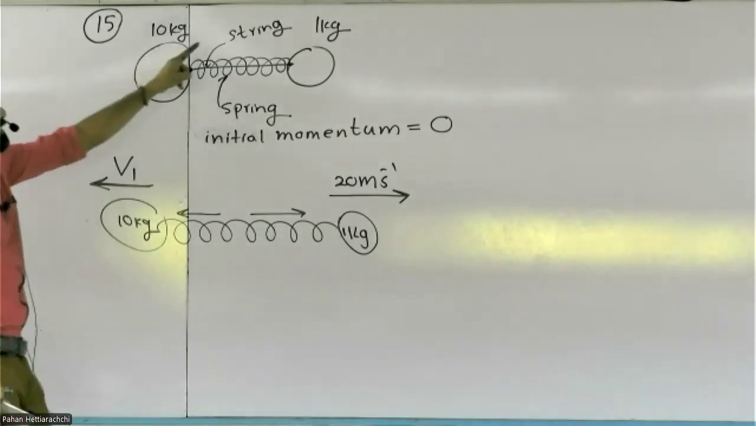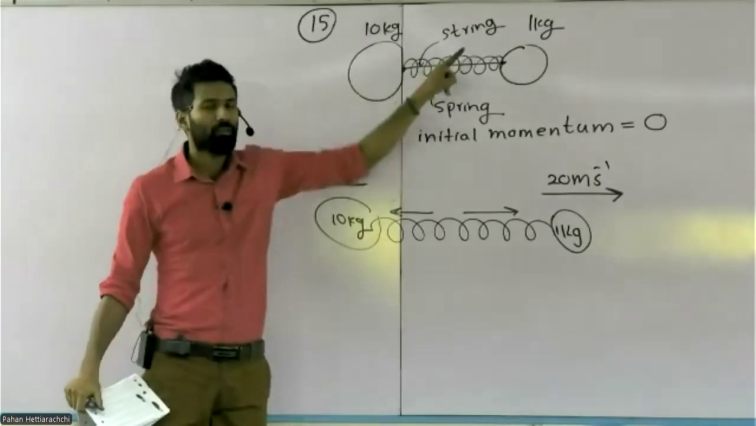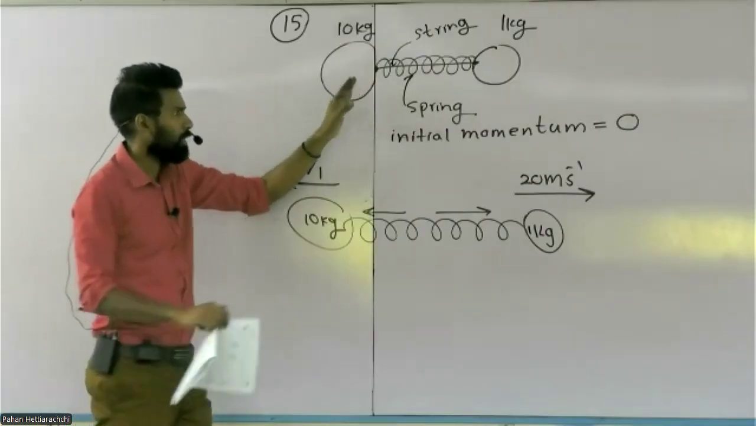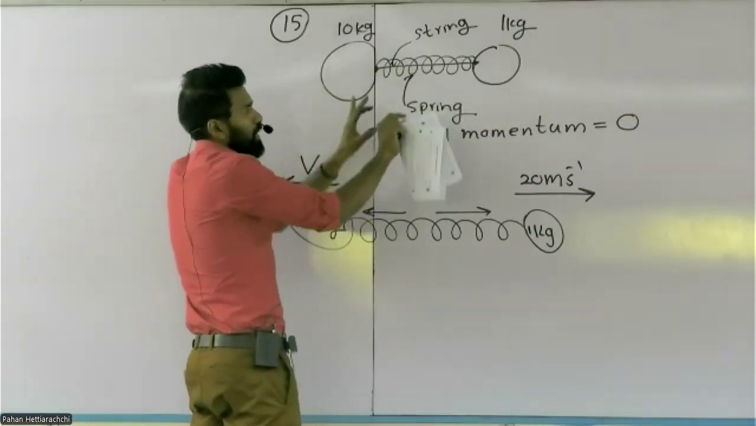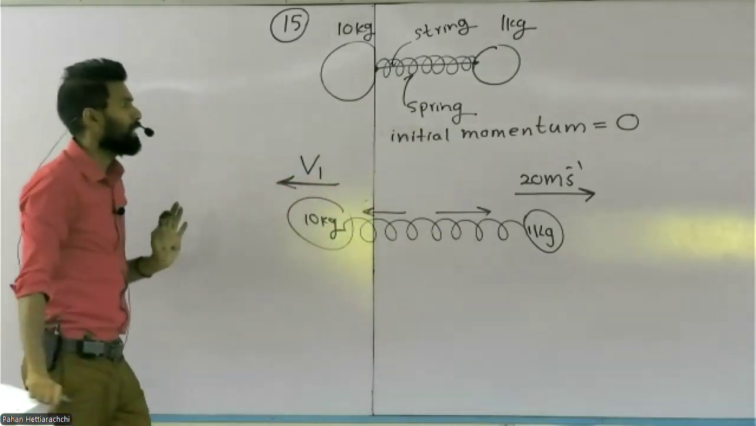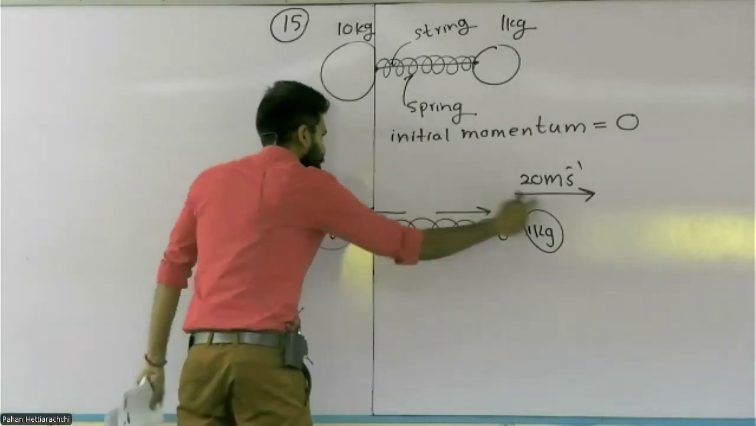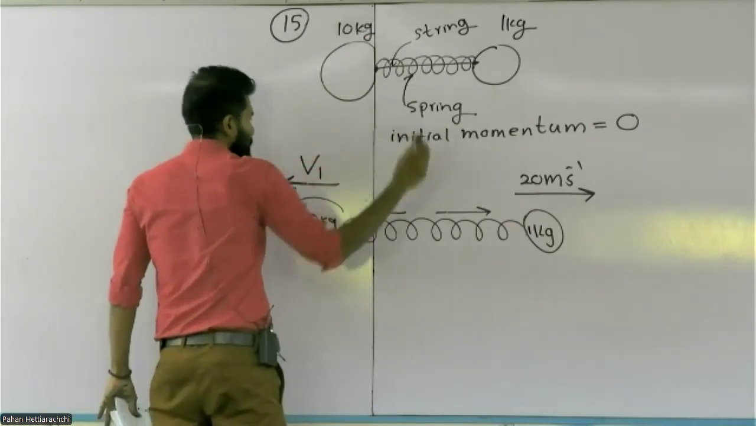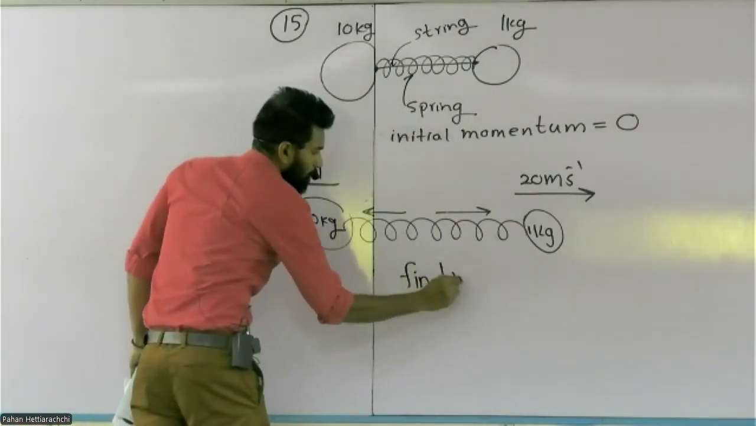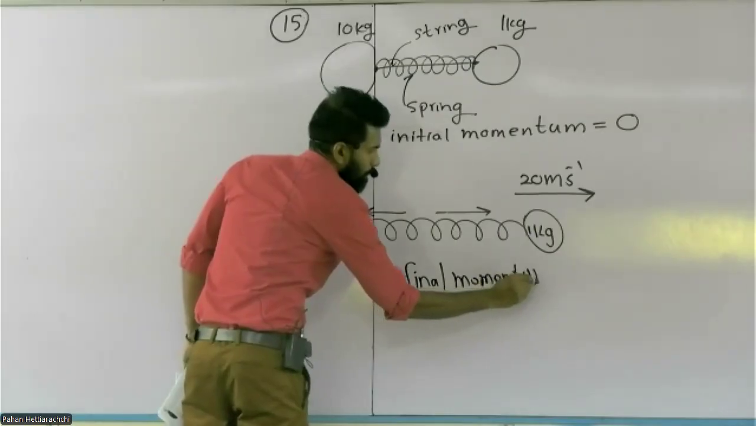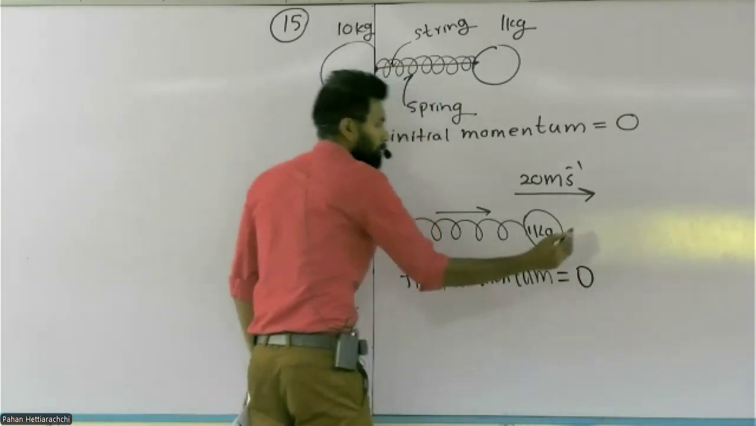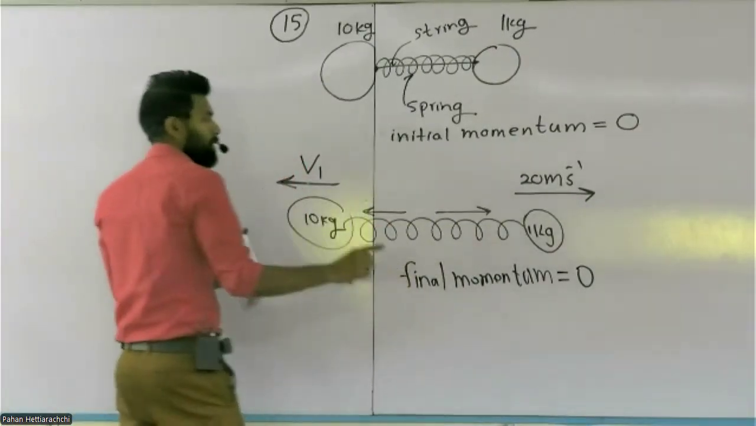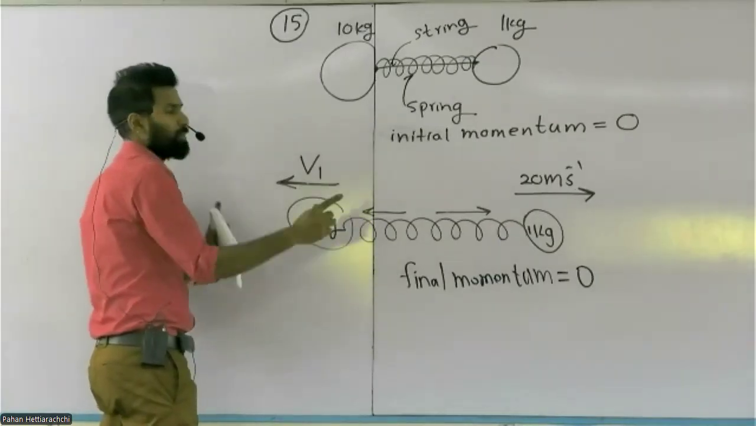Initially, the system is at rest. After we cut, the spring will not remain in the same situation. It will try to expand. This 1 kg will move to the right direction. Meantime, the 10 kg will move to the left direction. If the initial momentum is 0, the final momentum should also become 0 from the conservation. For the final momentum to become 0, the two objects should cancel out their momentums in opposite directions.